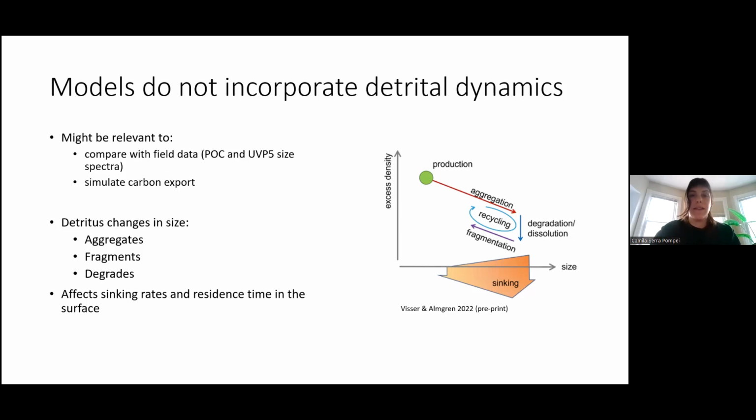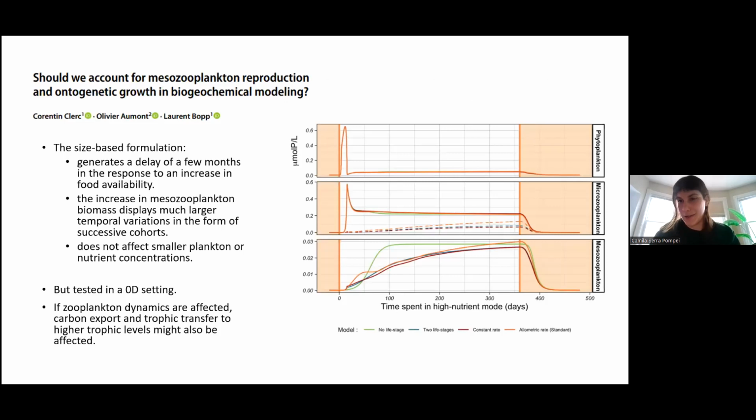The other question, and it's the way I separated the size-spectra models that we have today, is the ontogeny story. And the question is, do we need to account for the ontogeny of mesozooplankton in our models? There is this group of people that already tried to address this question, even though they did it in a 0D model, so it was not really a global simulation. And what they found in their study was that the size formulation generates some different dynamics than if we didn't implement it.